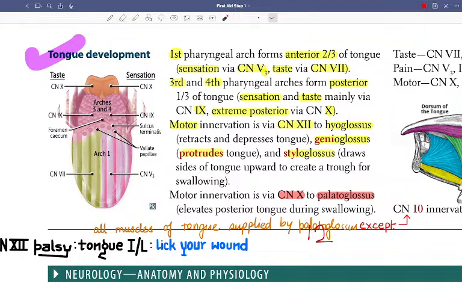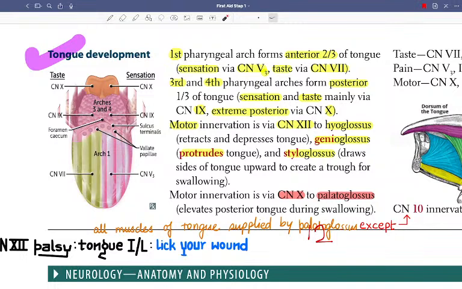Then you have the sulcus terminalis, behind the vallate papillae. In between, you have the foramen cecum, and then the posterior one third, which is from the third and fourth arch, mainly the third arch. Taste as well as sensation is from the glossopharyngeal nerve, and extreme posterior is all cranial nerve 10. So that is done.